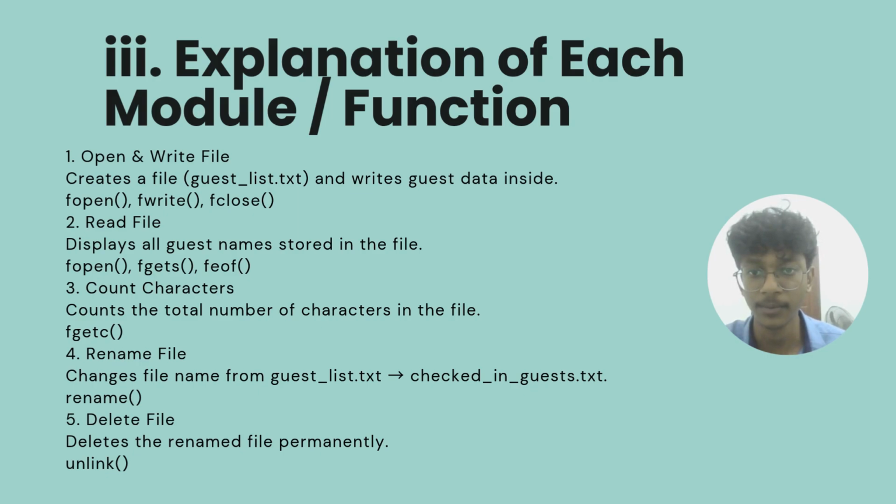Number four, rename file. Change file name from guest list.txt to check in guest.txt. Rename the file. And the last is delete file. Deletes the renamed file permanently, unlink.